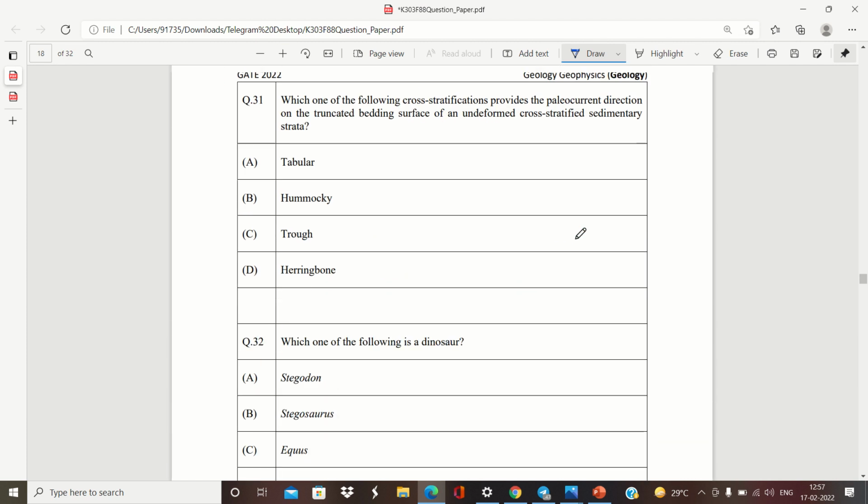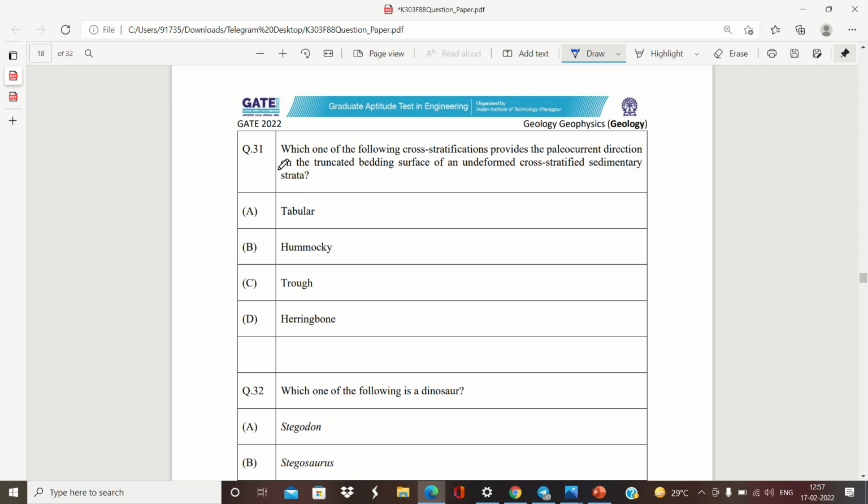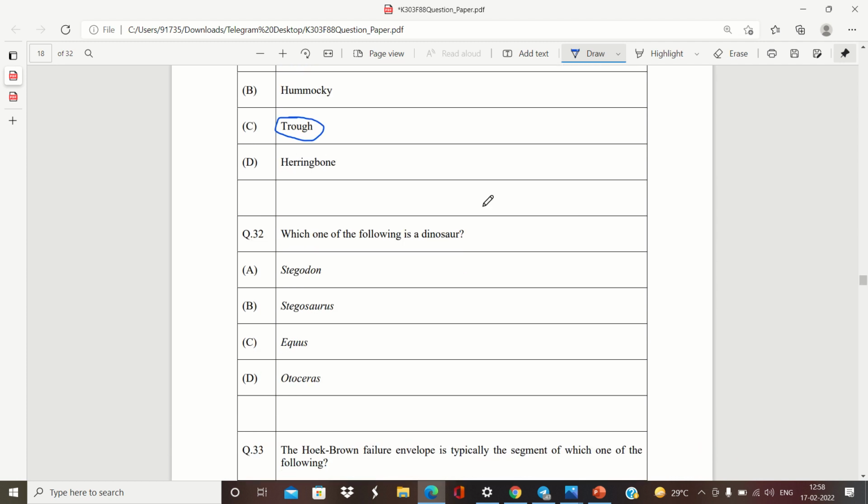Then another question is, which one of the following cross stratification provides the paleocurrent direction on the truncated bedding surface of an undeformed cross stratified sedimentary strata? The right answer is trough. Now to understand this question, you have to read about the paleocurrent directions and the features of sedimentary rock which show the paleocurrent direction. You can also read about the rose diagram which is used to determine the paleocurrent direction. So these are the things you can learn from this question.